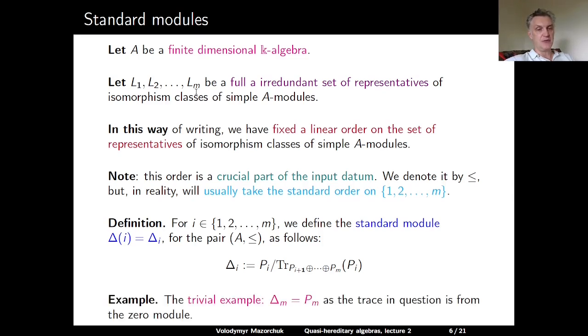The trivial example: if i is equal to m, then there are no projectives which are bigger than m. So we take a trace from the 0 module to Pm, that's the 0 trace, so our delta m is equal to Pm. For the maximal index m, the standard module is just the projective module.